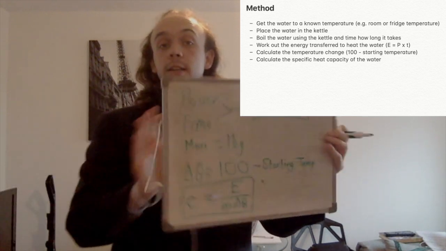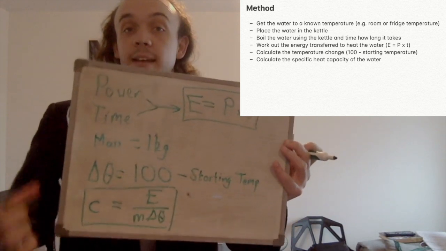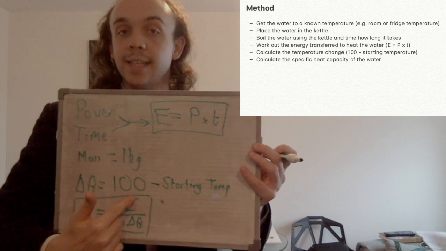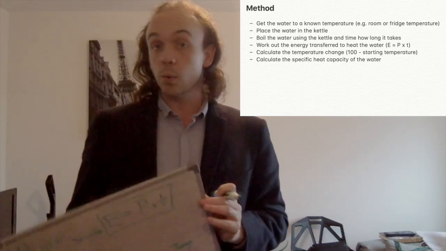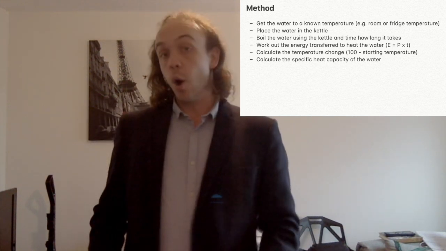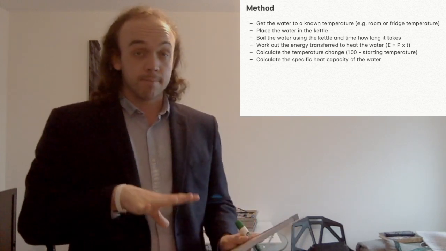That is the formula that we've used throughout the lesson. You've used it a few times up to now. And if we stick in the energy we worked out, the mass that we know, and the temperature change that we calculated from our data, we should be able to get a value for the specific heat capacity of our water. And that's it, actually.